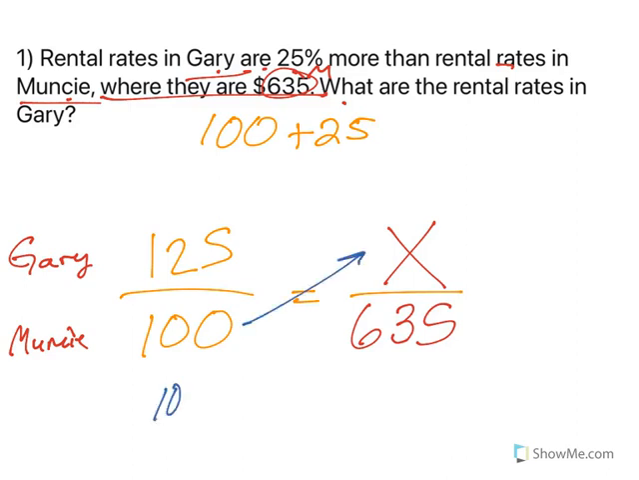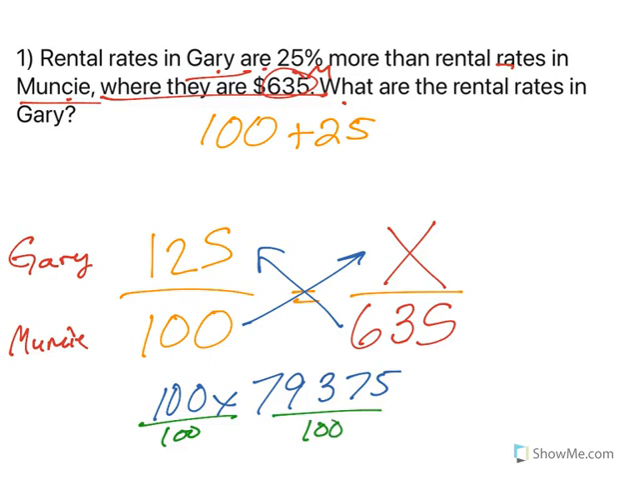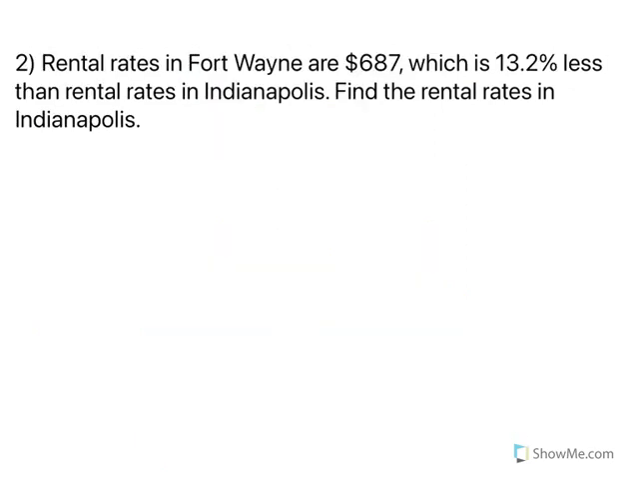So I can cross multiply. 100x equals some big number, 79,375. I divide both sides by 100, and x, or the rental rates in Gary, are $793.75. Let's do one more here.